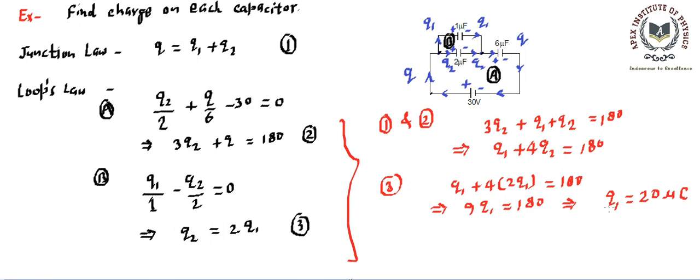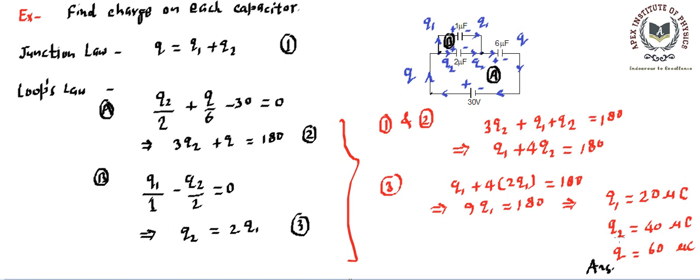Once we have found the Q1 value, using the third equation we can easily find the Q2 value, since Q2 is twice of the Q1. So we will double it, so it becomes 40. 40 microcoulomb is the answer for the charge residing on this 2 microfarad. Once we are able to find Q1 and Q2, we can also find Q by using equation number 1, which says we sum Q1 plus Q2 to get Q, so this 20 plus 40 will become 60 microcoulomb. So these all three together will make the answer. So this is our answer.